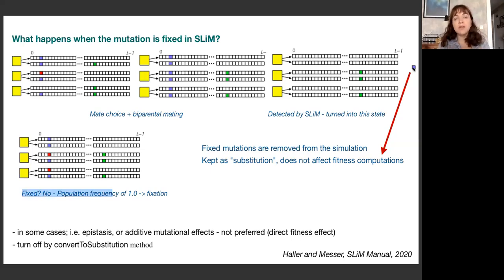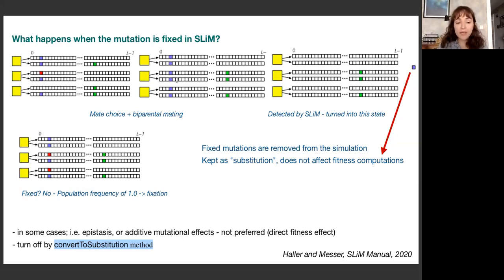They are not added again to the other individuals, but they are also kept as substitutions, which don't affect your fitness computations. And this is important in some cases, for example, if you study epistasis or additive mutational effects, but not preferred. For example, if you study the direct fitness effect of the mutations, you don't want to lose the mutation as a substitution. Then you can just turn off this default behavior of SLiM using the convertToSubstitution method. So if you use this method, then you can turn off the default behavior of SLiM in which it removes the fixed mutation from the simulation.